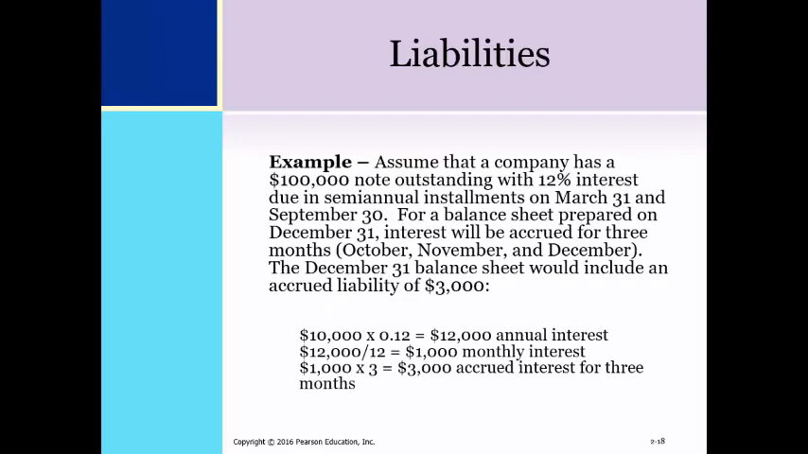To illustrate the accrual of interest expense, assume that a company has a $100,000 note outstanding with a 12% interest rate due in semi-annual installments on March 31 and September 30. For a balance sheet prepared on December 31st, interest will be accrued for the 3 months of October, November, and December. Multiply the $100,000 times the 12% interest and divide the $12,000 annual interest by 12 to determine the monthly interest of $1,000. Then multiply the $1,000 times the number of months, 3, to determine the interest accrual of $3,000.